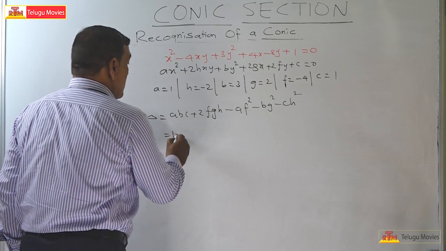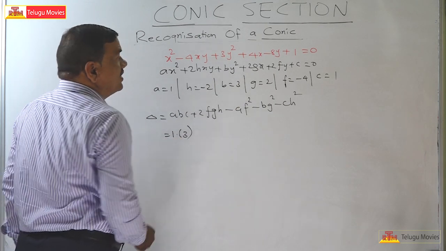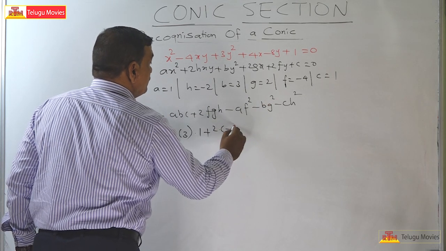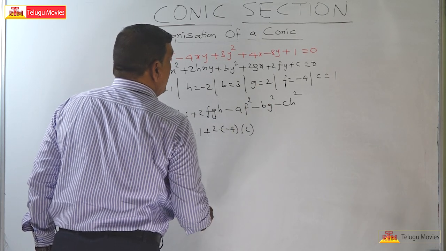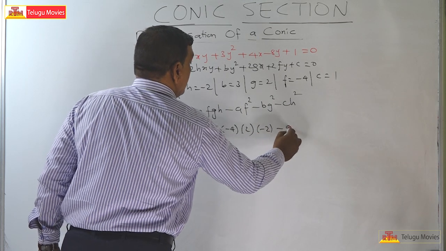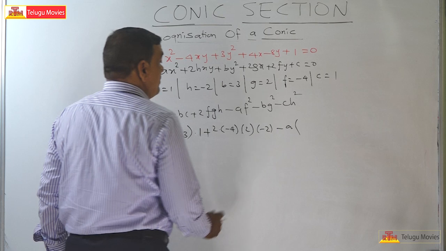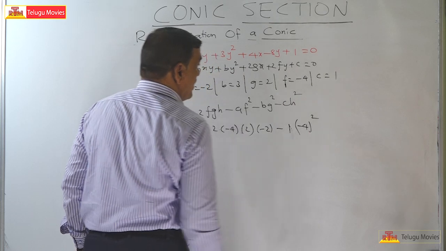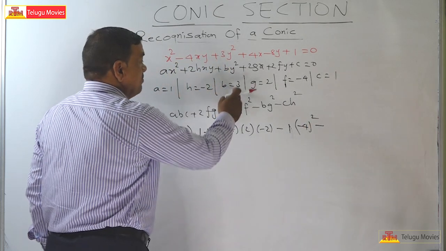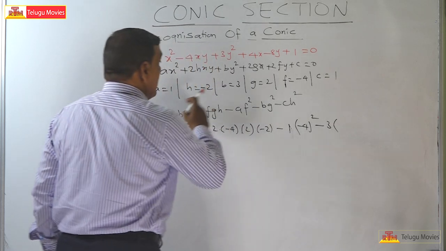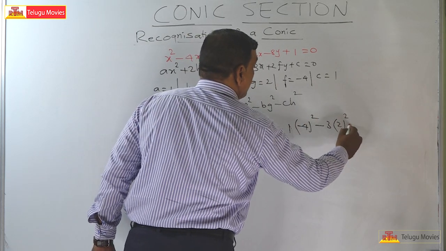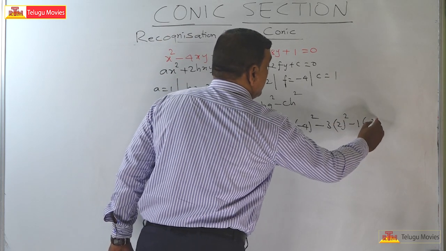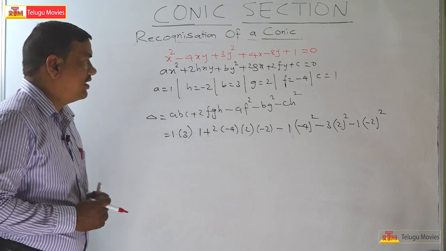A value is 1, B value is 3, C value is 1, 2 into F value minus 4, G value 2, H value is minus 2. A into F square: A value is 1, F value is minus 4, whole square, minus bg square: B value is 3, G value is 2, bg square, minus C value 1 into H square. H value is minus 2, whole square. I hope that I wrote all the values correctly.